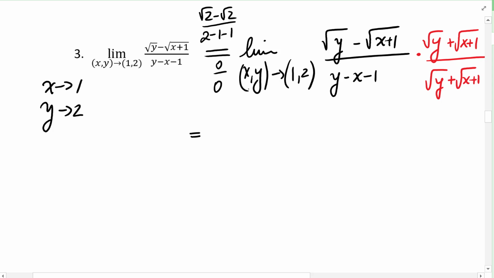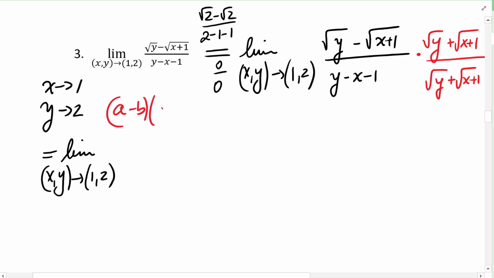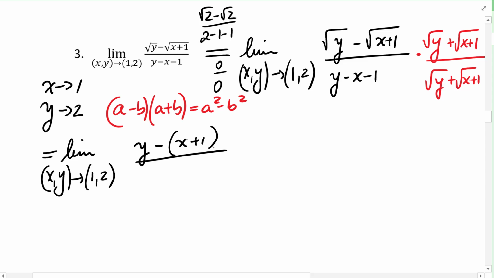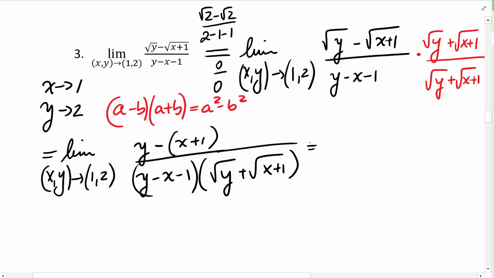So what we get is, we are still calculating the limit. As long as x and y are in your problem, you have to write the limit. For the numerator, I'm going to use the formula a minus b times a plus b, it's a squared minus b squared. So we get square root of y squared, that's y, minus square root of x plus 1 squared, that's x plus 1, over the denominator, which is y minus x minus 1 times square root of y plus square root of x plus 1. Now we notice that the numerator, if we open parentheses, we get y minus x minus 1, which is exactly this denominator.